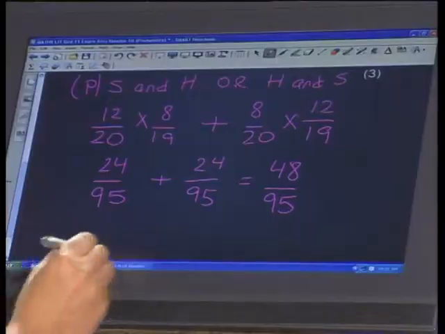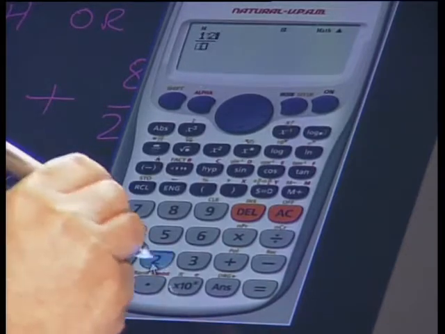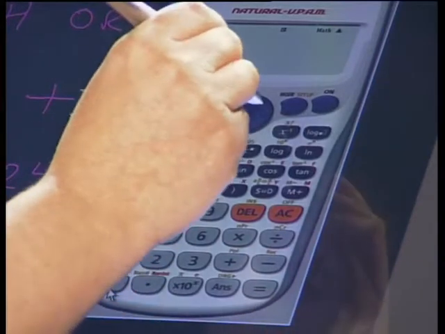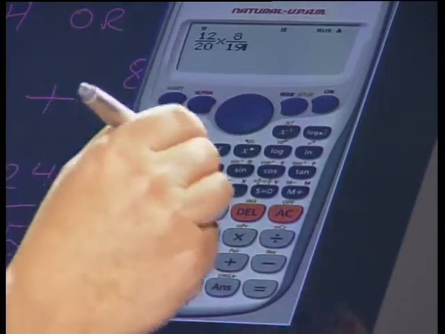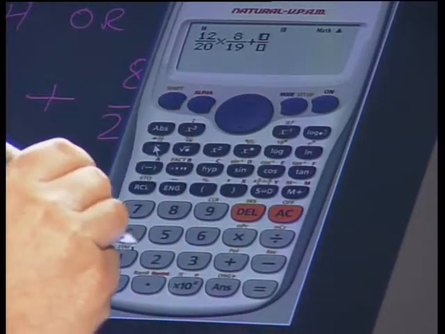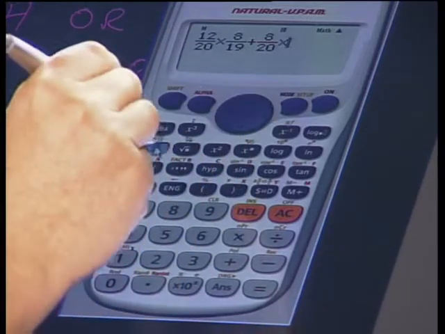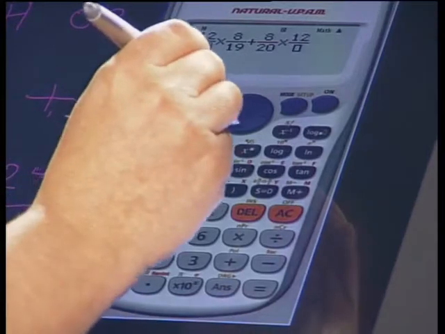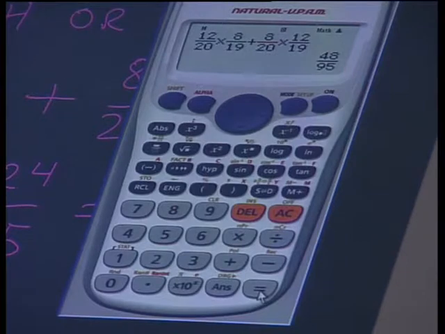Let me just show you on the calculator how we would do it in one step. Our calculators are wonderful. They do this all for us. So 12 out of 20 times 8 out of 19, and then we add 8 out of 20 times 12 out of 19, and our calculator does it all for us and gives us our answer of 48 out of 95. So your calculator is wonderful, and it can do it all.